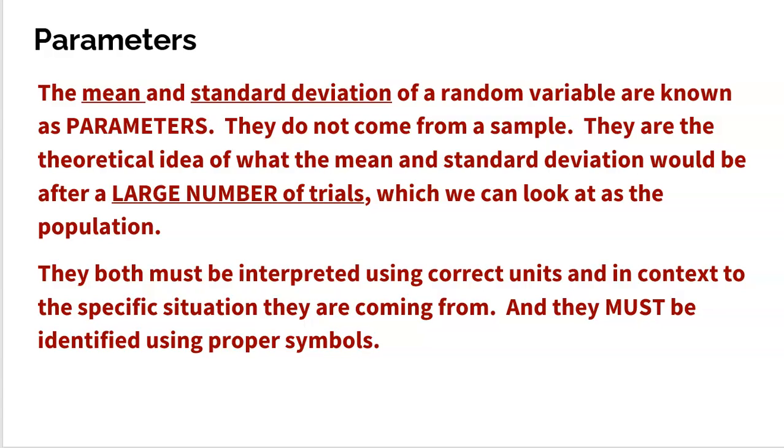But when we're looking at the mean and standard deviation of an entire random variable, we're not just talking about looking at 5 trials or 10 trials. We're talking about looking at many, many trials. So they are more of a theoretical idea of what the mean and standard deviation would be after a large number of trials. We would consider this the population. So they both must be interpreted using correct units and in context to the specific situation they are coming from. They must be identified using those proper symbols.